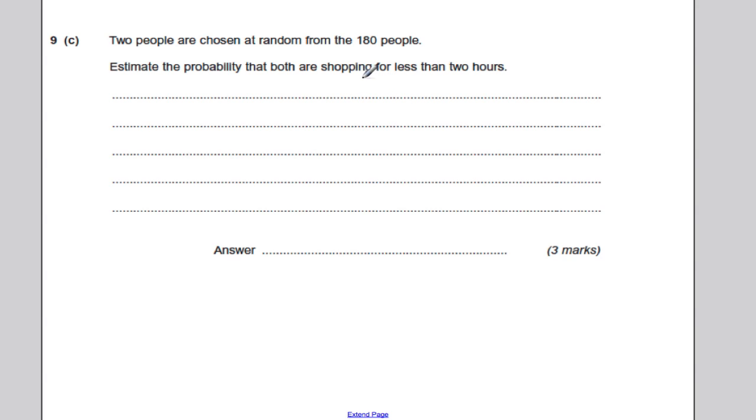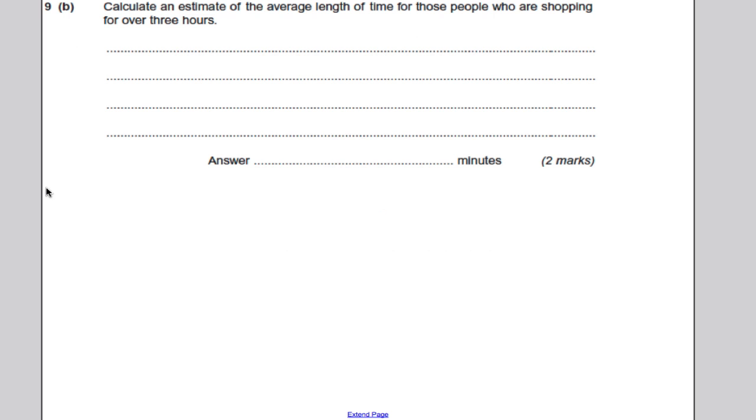So that was the average length of time for people shopping over 3 hours. 228 minutes. Okay, moving on.